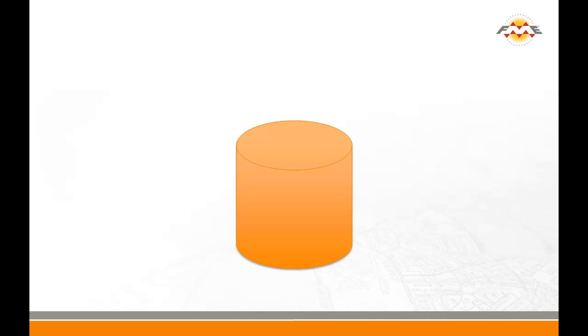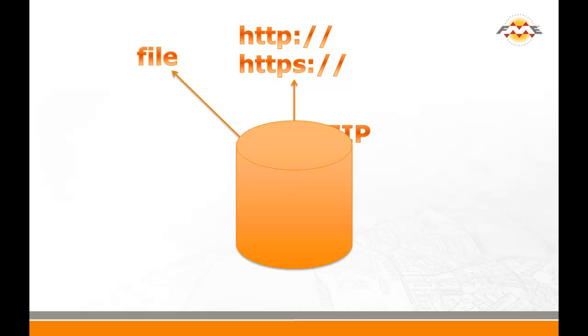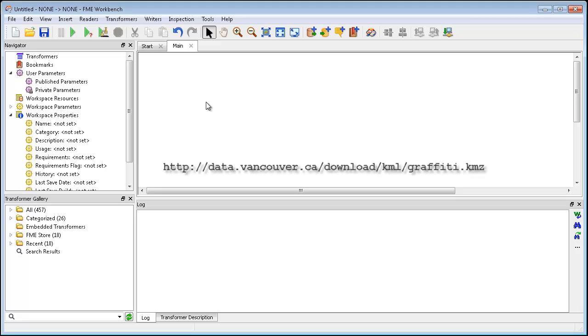Most FME file reader writers can now specify a dataset in a handful of ways. In addition to pointing to an actual file, they also accept a URL or a zip file. Let's say we've been given a link to a dataset of points representing graffiti spots around Vancouver.